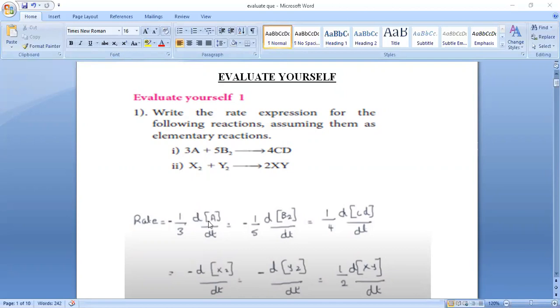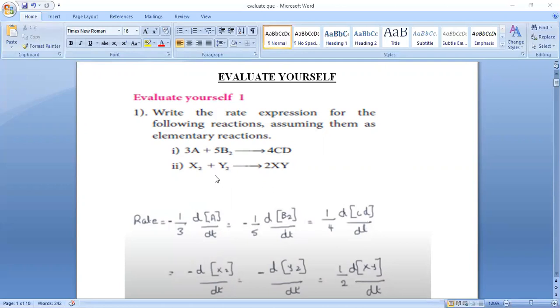So dA by dt equal to, and for B2, the 5 we need to write in reciprocal form. So minus 1 by 5 d of B2 divided by dt equal to, and we need to write the product with the positive sign. So 1 by 4 d of CD by dt.